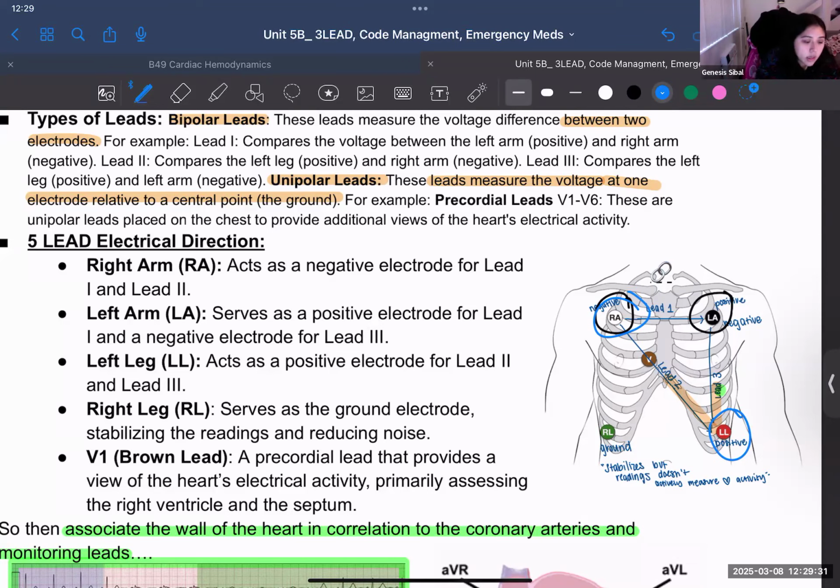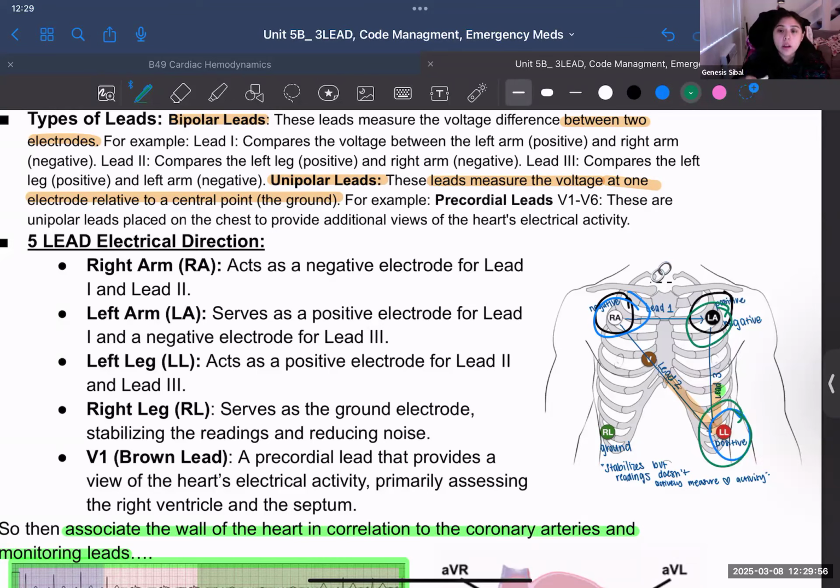Then when we're talking about lead three, it compares the left leg, which is still positive. Let me do a different color. And now it's also connecting to the left arm, which is going to be the negative one. So you can see that the left arm has both a positive and negative charge to it. It changes in response to which lead it's in.